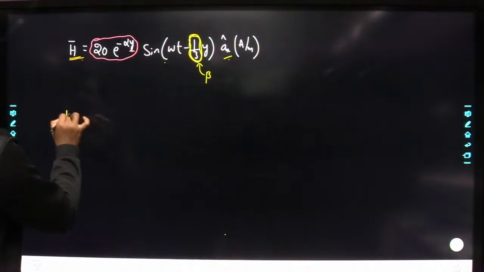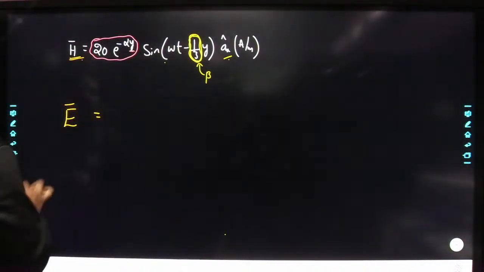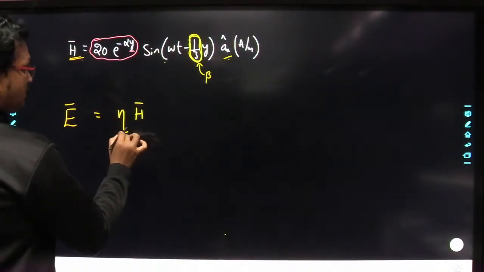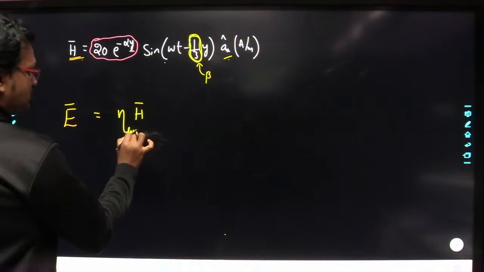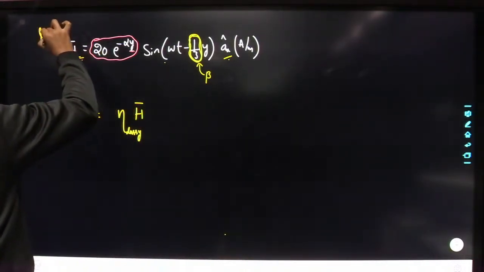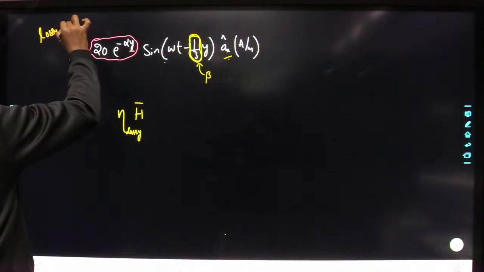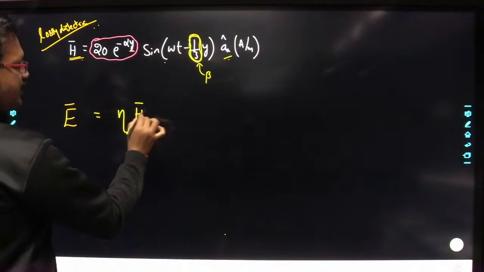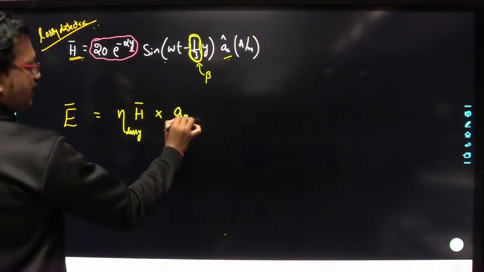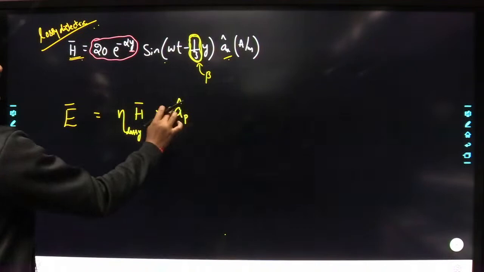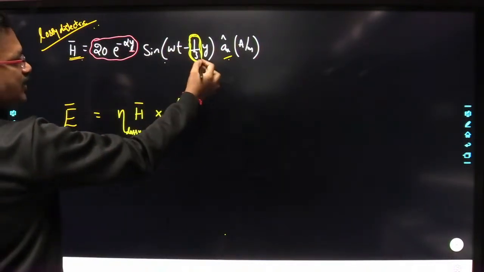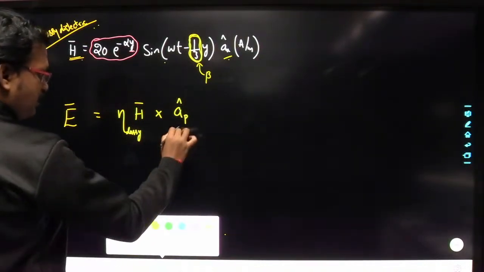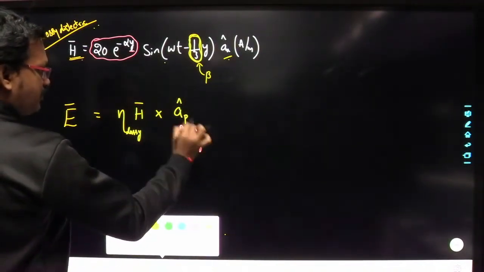So how to determine the electric field here? Electric field E bar is equal to what? Is equal to eta into H bar. So here eta is nothing but what? Eta lossy here, eta lossy. So this is for lossy dielectric. Remember that this is for lossy dielectric. So eta lossy H bar cross AP cap. This AP cap represents the direction of wave propagation. Here the wave is propagating in which direction? Positive Y direction. So AP cap is nothing but AY cap, right?